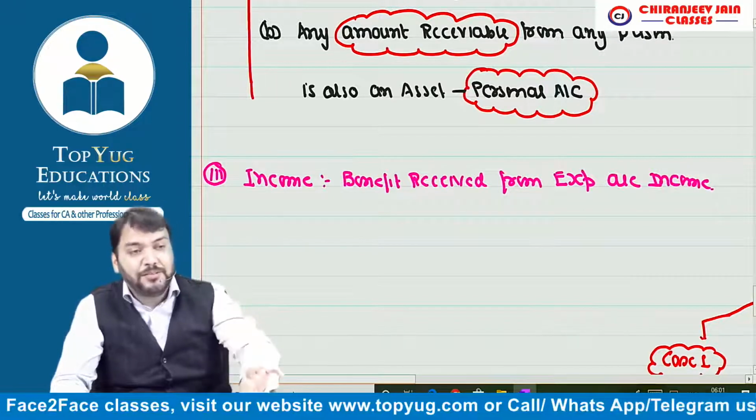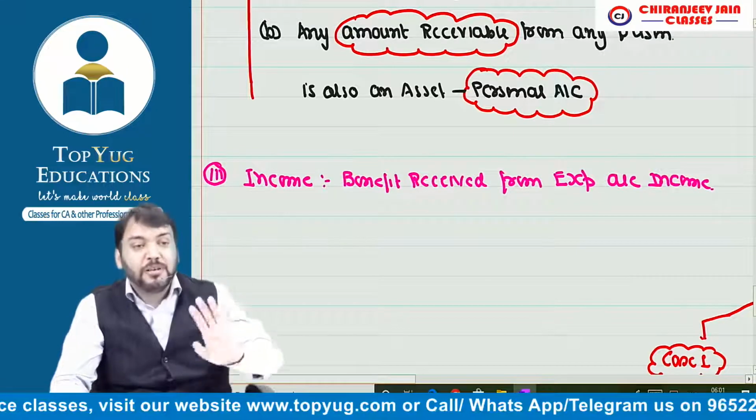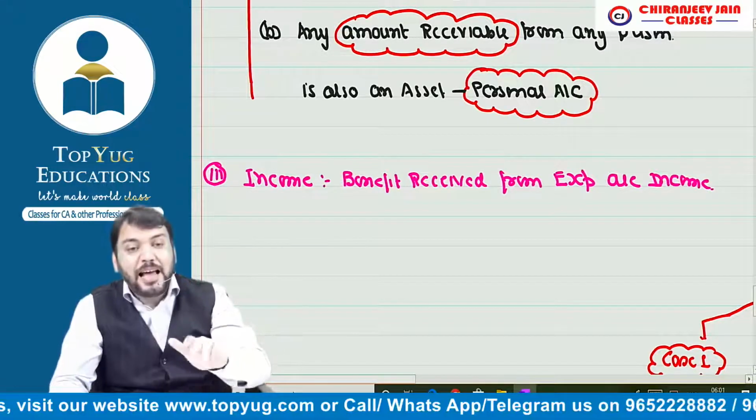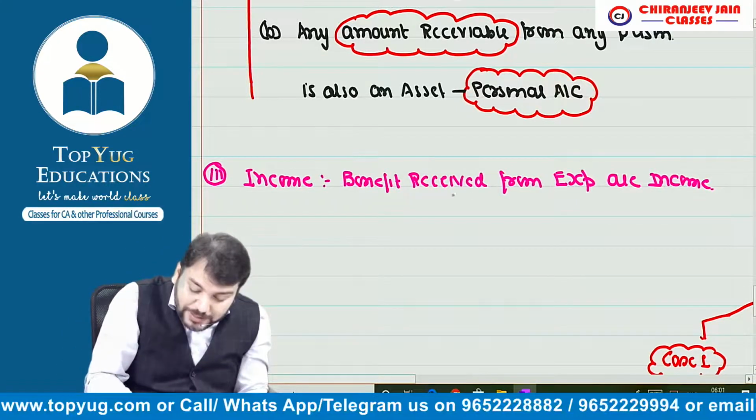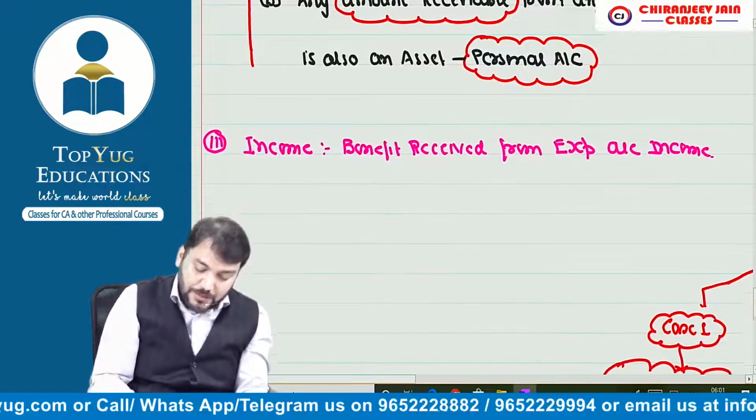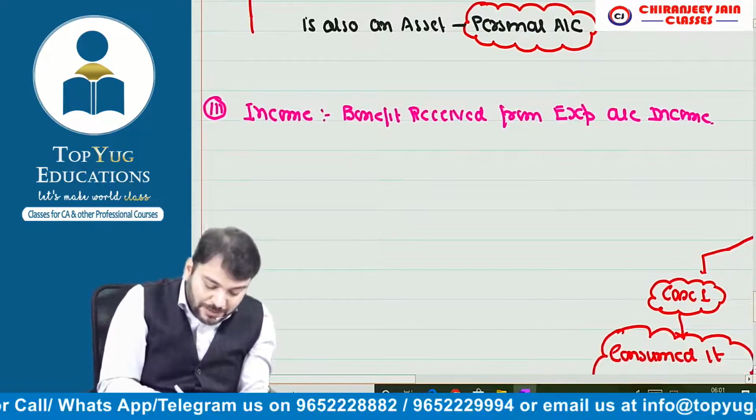I have taken many employees. Why? Because they will provide me services and I can generate income. So benefit received from expense is income. Just understand this much for now, I will explain more later.